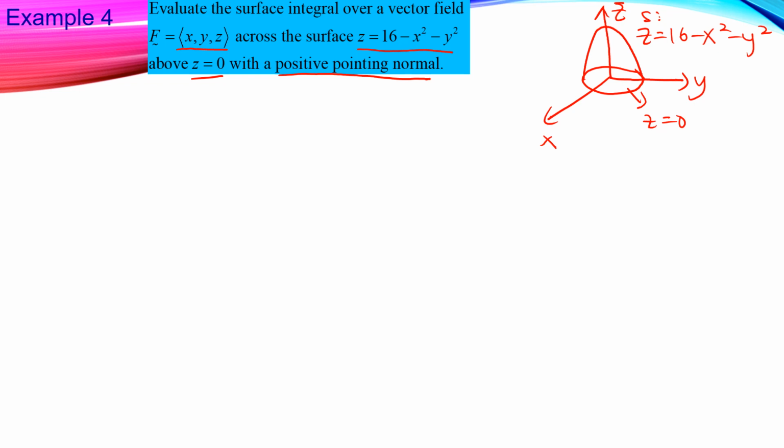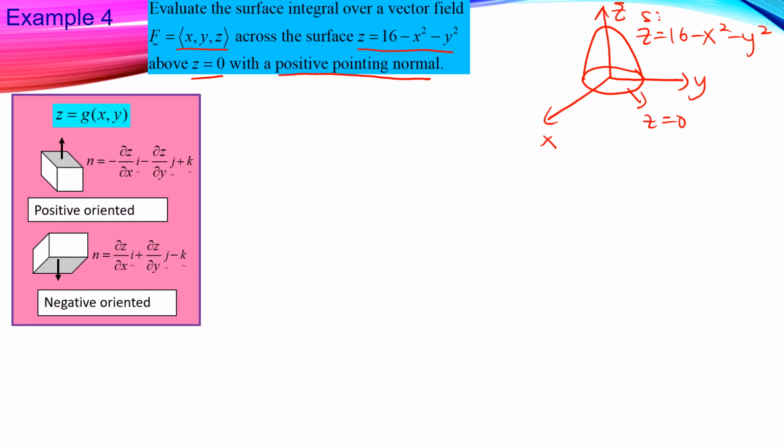So in the first step, as we know, you have to find n. How to find n? It's still based on this formula. We have z equal to a function of x and y, so because the surface is z equal to 16 in terms of x and y, we have to refer to this column. Then the surface is mentioned as a positive normal, so it is based on this formula: n equals negative del z over del x i minus del z over del y j plus k.